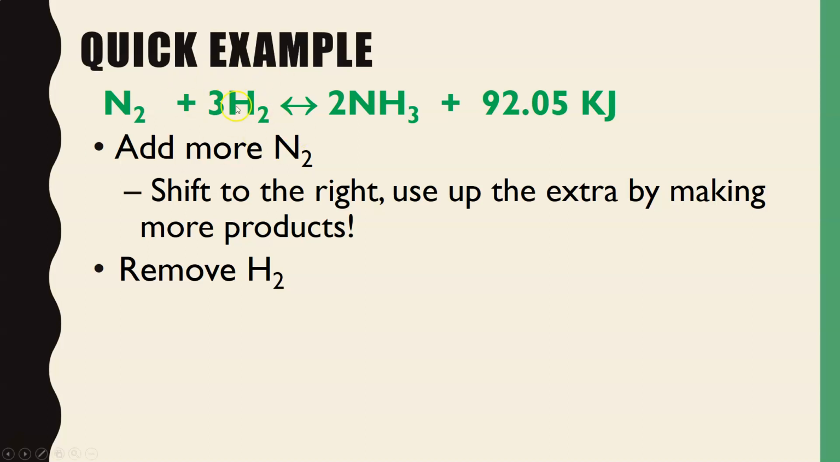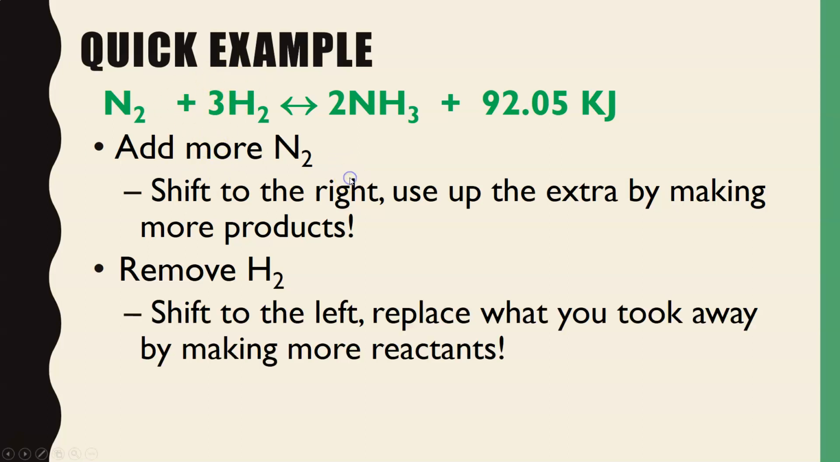When I took this away, the backwards reaction started to become dominant, right? It's going to go backwards more than it's going forwards because it's trying to make more hydrogen. So we say it's shifting to the left. It's going to keep proceeding in that backwards direction till it finds a new equilibrium, and then the forward and backwards rate will be the same again.